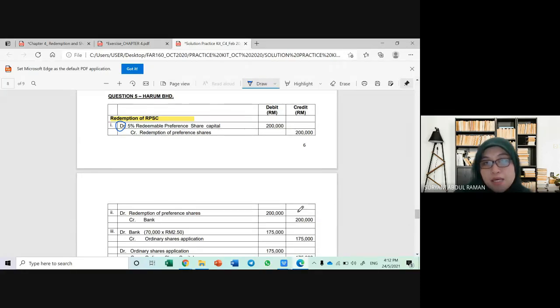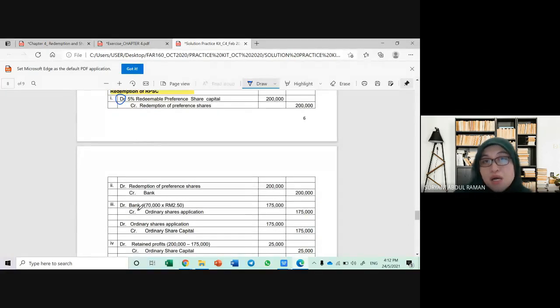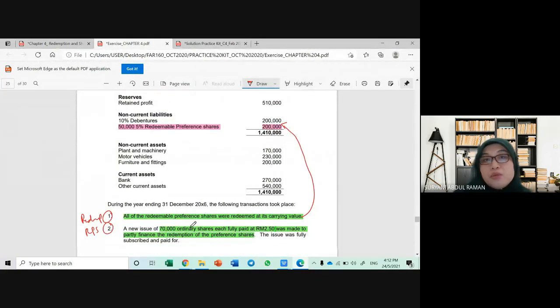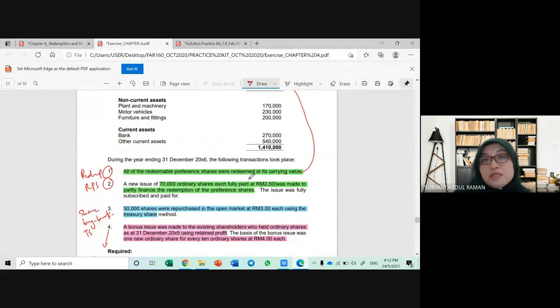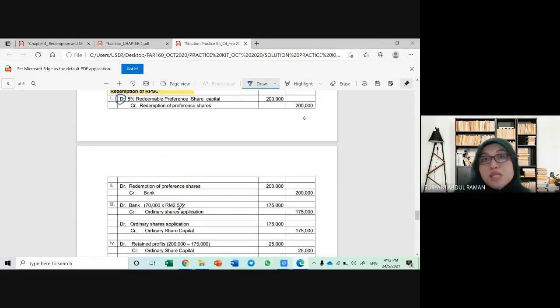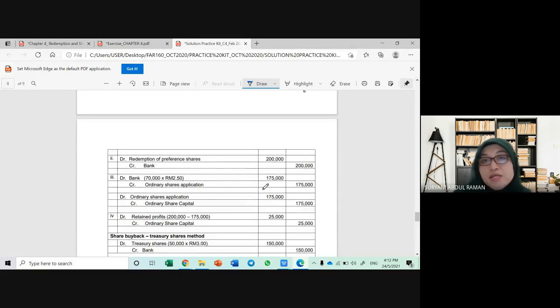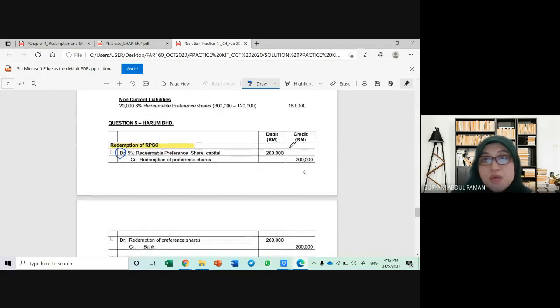Okay, bila you dah bayar, you will have to ganti back. So how to ganti? It is said that the company will sell 70,000 ordinary shares at 2 ringgit and 50 cent as the partly financing. Okay, so you are going to sell the shares, but you only receive how much? 175,000. Nampak? You are going to sell the shares, but you just receive 175,000. But you know that you have redeemed all amounted to 200,000. So, based on our calculation, it is still not enough.